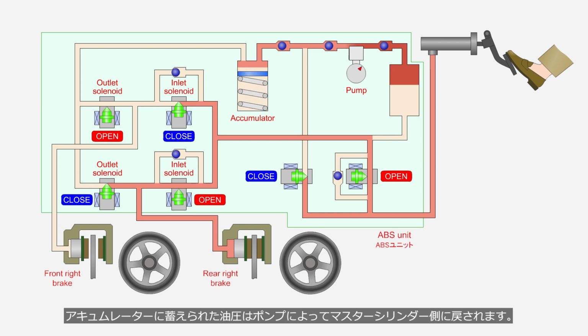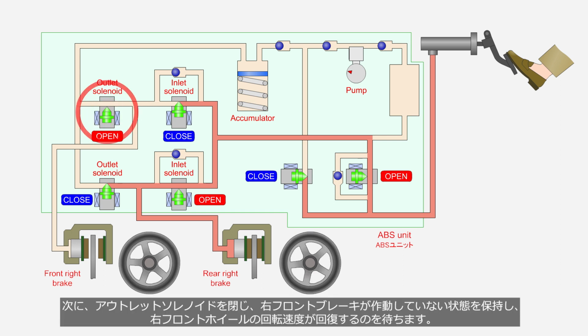The hydraulic pressure stored in the accumulator is returned to the master cylinder side by the pump. Next, the outlet solenoid is closed to maintain the right front brake in a non-operational state, and it waits for the rotational speed of the right front wheel to recover.